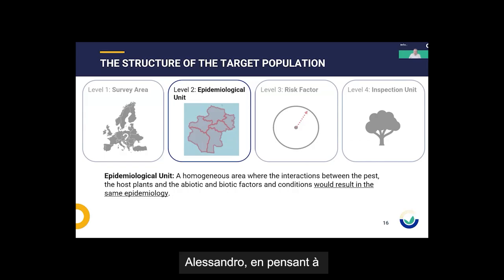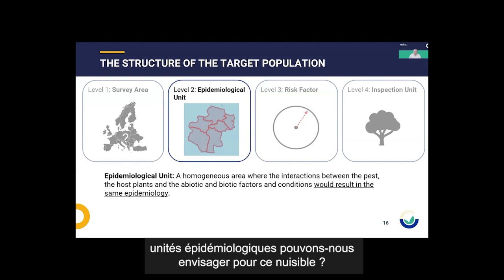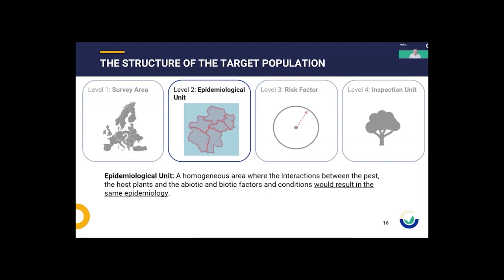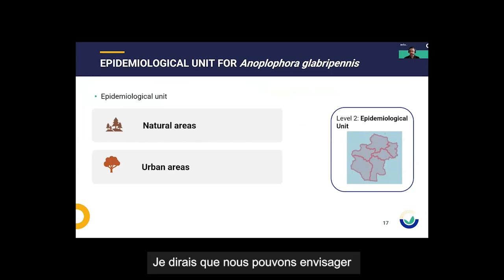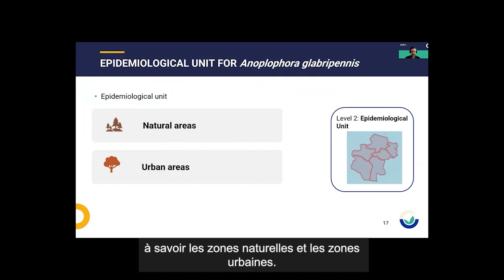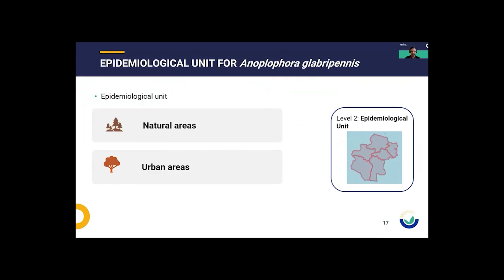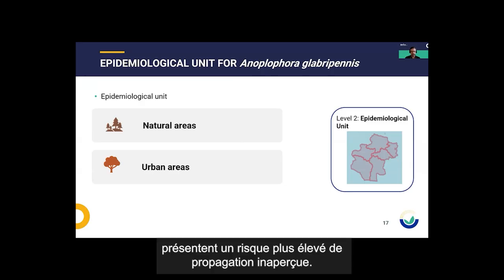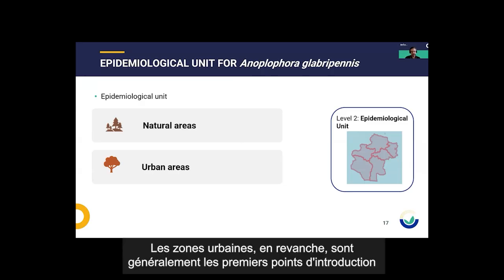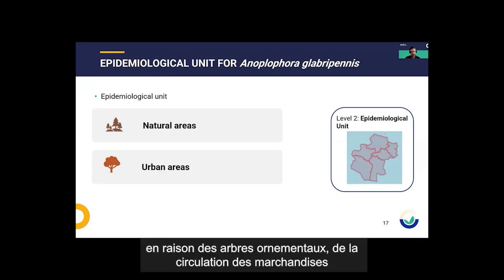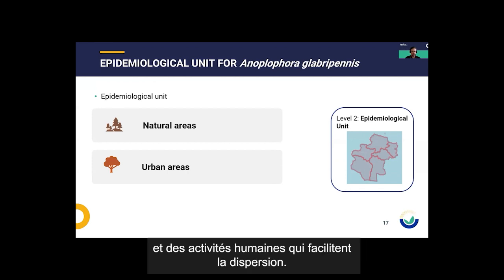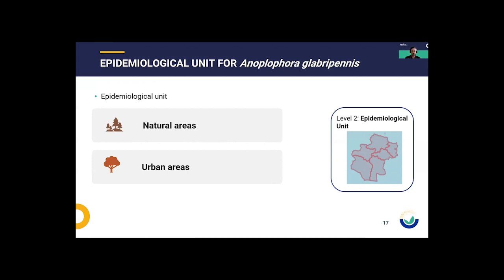So Alessandro, thinking of Anoplophora glabripennis, which epidemiological units can we consider for this pest? Yeah, I would say that we can consider 2 main epidemiological units, natural areas and urban areas. Natural areas with large stands of host trees carry a higher risk of spreading unnoticed. Urban areas, instead, are usually the first points of introduction due to ornamental trees, goods movement, and human activities that facilitate dispersal.